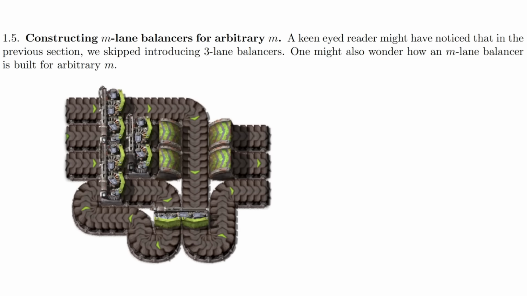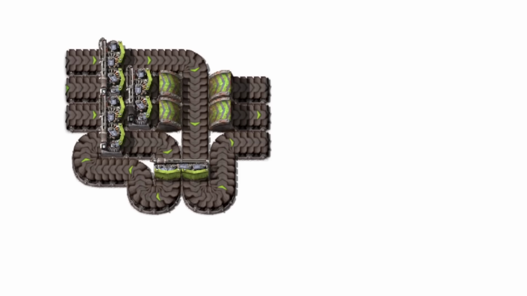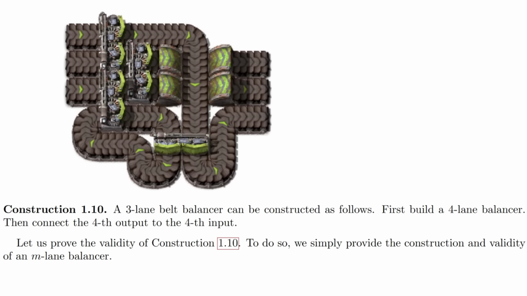Section 1.5. Constructing m-lane balancers for arbitrary m. A keen-eyed viewer might have noticed that in the previous section we skipped introducing the 3-lane balancer. One might also wonder how an m-lane balancer is built for an arbitrary m. Construction 1.10. A 3-lane balancer can be constructed as follows. First, build a 4-lane balancer, then connect the 4th output to the 4th input.